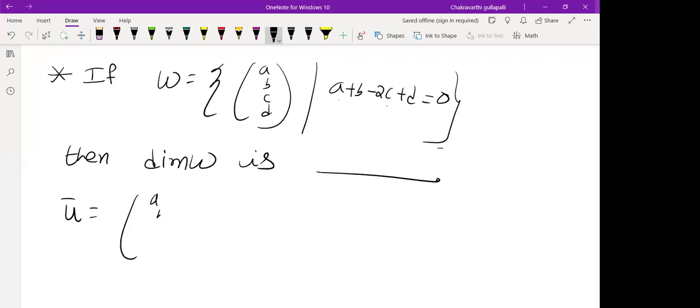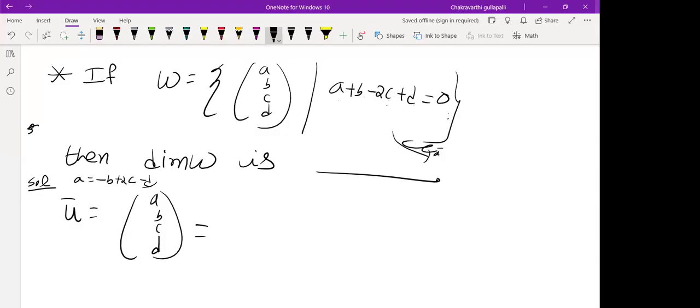In this condition, a, b, c, d, since a condition is given, you can write either a in terms of b, c, d, or b in terms of a, c, d, or c in terms of a, b, d, or d in terms of a, b, c. You can take any one of them. If I use the condition, a can be written as minus b plus 2c minus d. I am taking b, c, d as free variables.